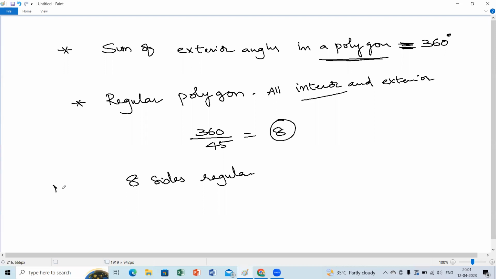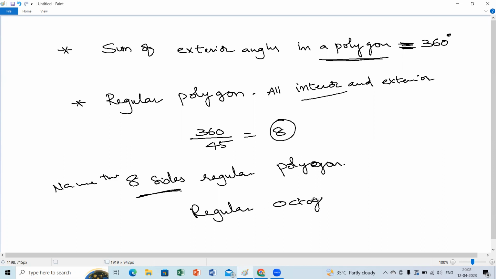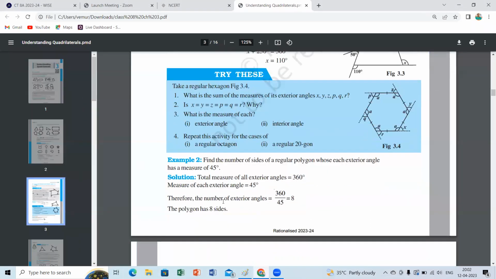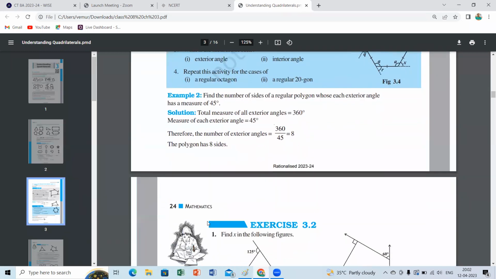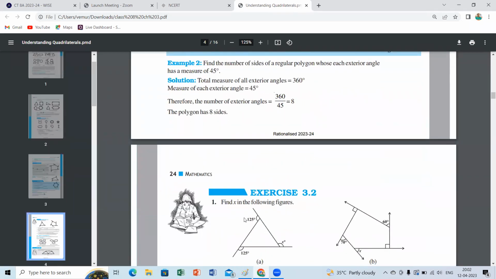Name the 8-sided regular polygon. Octagon. Regular octagon. Yes, correct. That's why they may ask you such questions, children. The polygon has 8 sides. The name of the polygon is regular octagon. By looking only, you can answer this question.